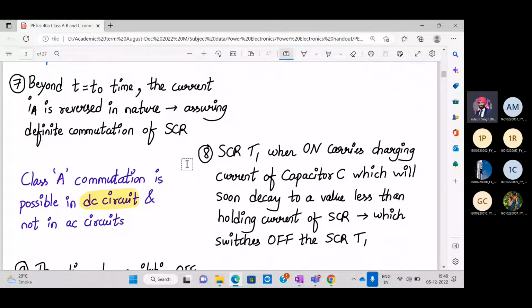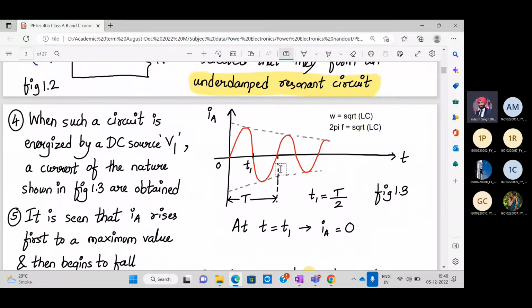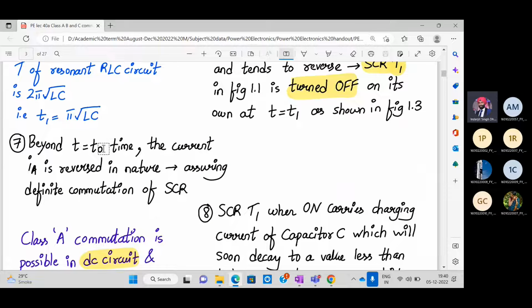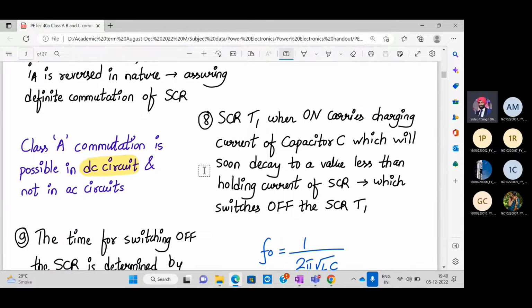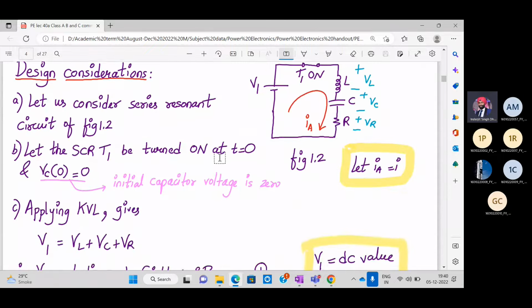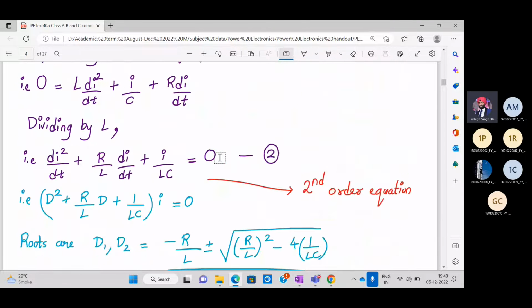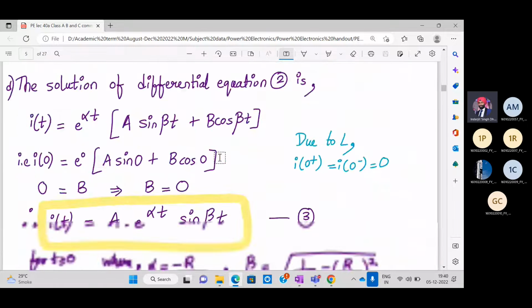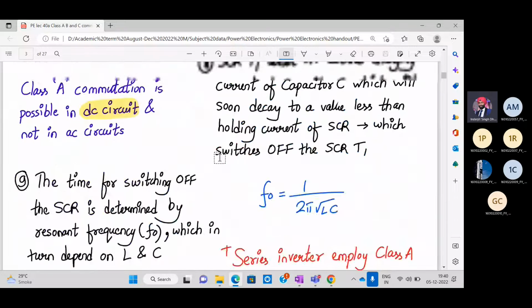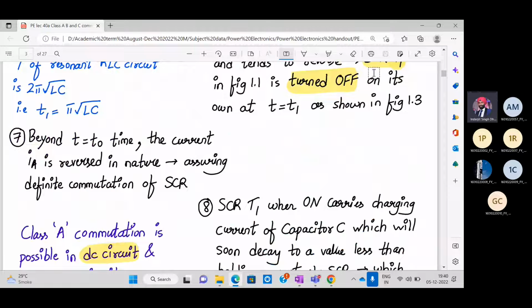Yeah. So beyond time t equal to t naught, the current I is reversing in nature. This is, I think we are calling this as t naught. Actually, this should be t1. It's by mistake I've written it as t naught. Let me check. Yeah, I guess that value is t1 only. So beyond time t equal to t1, this is 1.